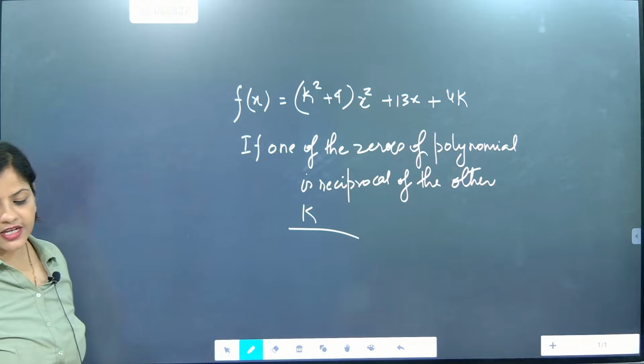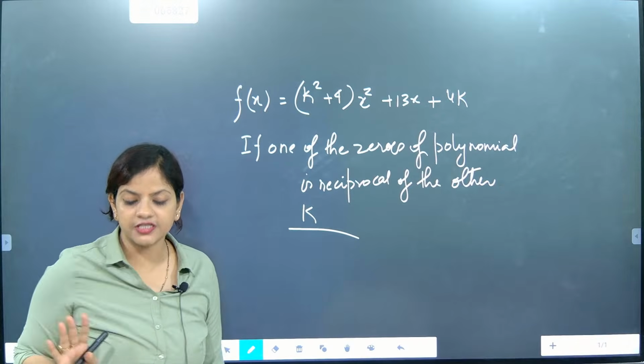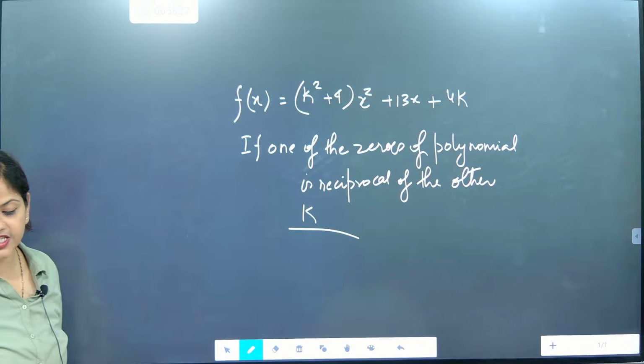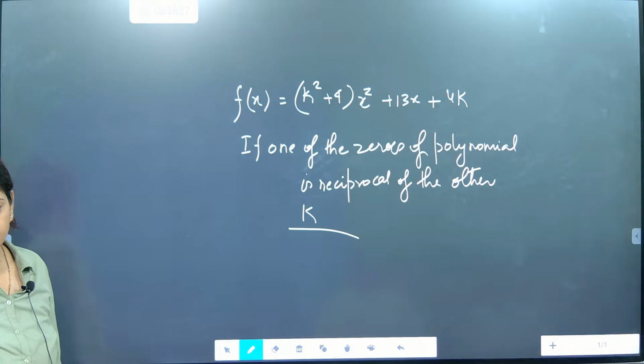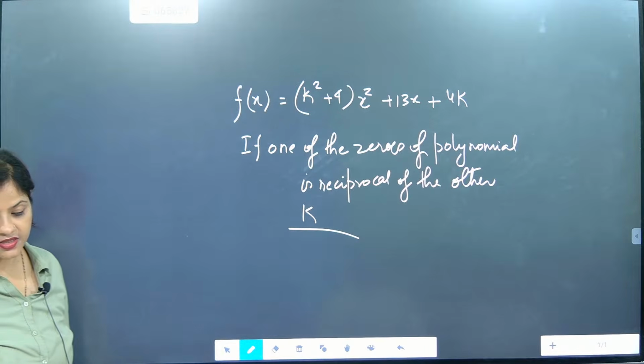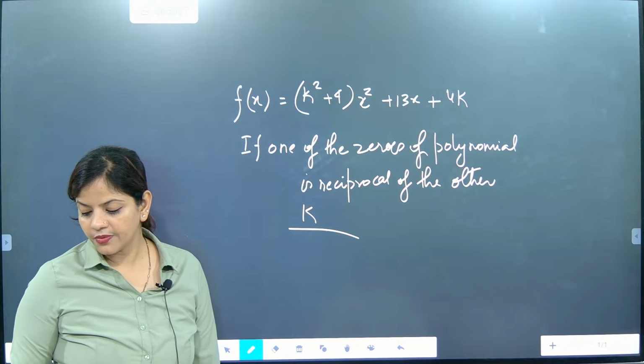So alpha is reciprocal of beta. Like that you need to take and solve. Alpha is reciprocal of beta. Come on, go for it. Maha, I think you have sent me the answer. I got your answer. Come on, go for it.